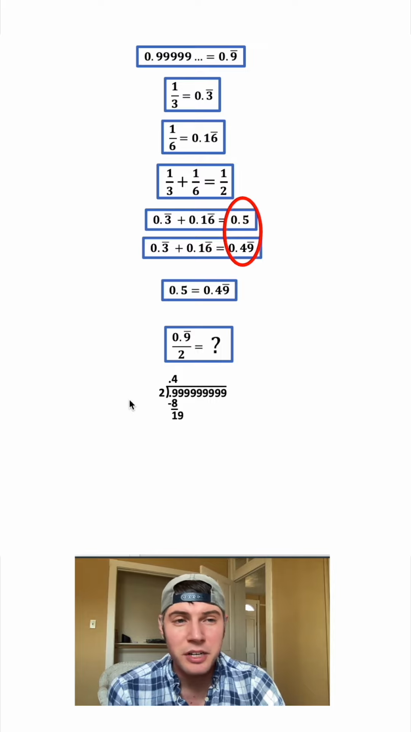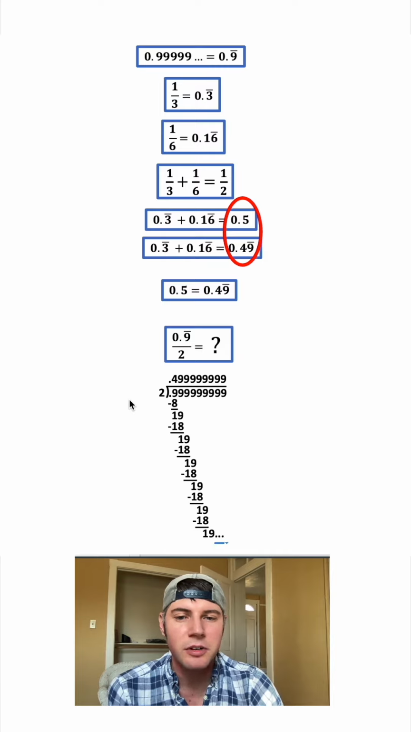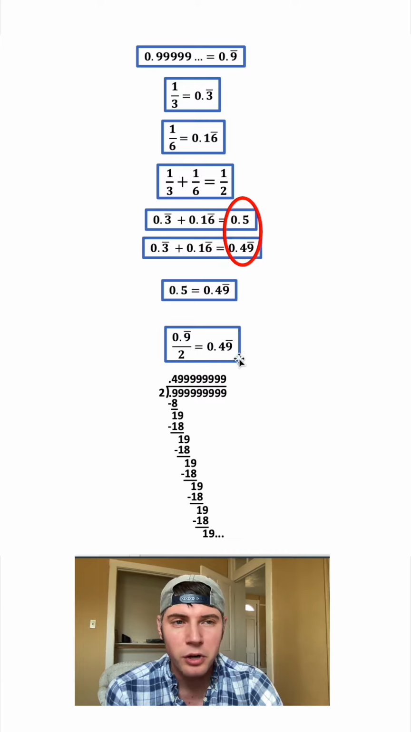How many times is 2 going to 19? It goes in 9 times. 2 times 9 is 18. We subtract, and we get a 1 down there. Bring down the 9. And you'll notice what's happening here. We're getting a 19 every time. So these are just going to keep making 9s going on forever. So we can conclude that 0.9 repeating over 2 is equal to 0.49 repeating.